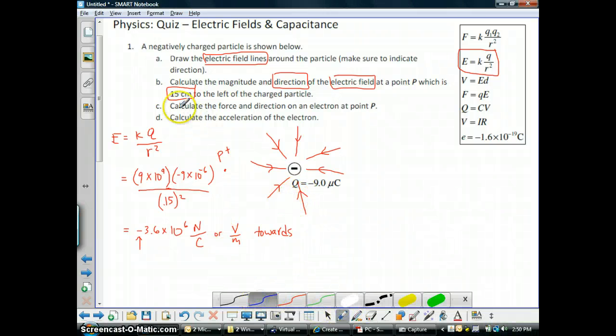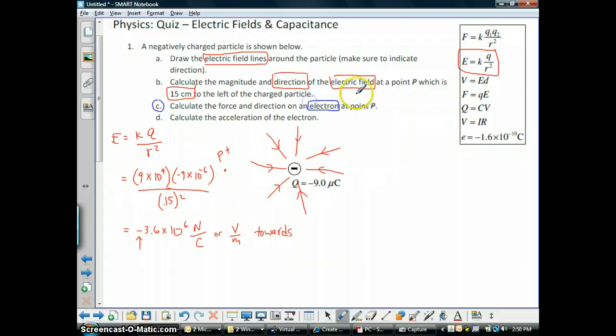Okay, part C, calculate the force and direction of an electron at point P. So this changes the problem somewhat. I'm still at point P, 15 centimeters, but now what I have is an electron, which has a negative charge. And now I have two charges. I have the electron and I have Q, negative 9 microcoulombs.